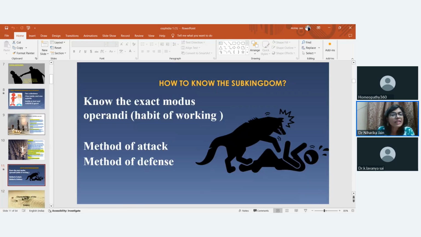How to know sub-kingdom? If you want to know any sub-kingdom, you have to know the exact modus operandi, habits of working. In Hindi, there is karya pranali, karya vidhi, how you perform this. So first it is very important to understand the method of attack or method of defense.